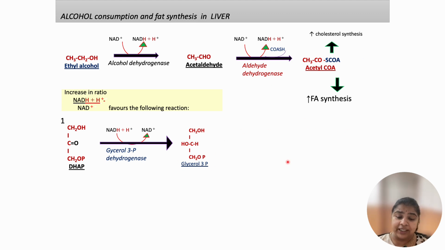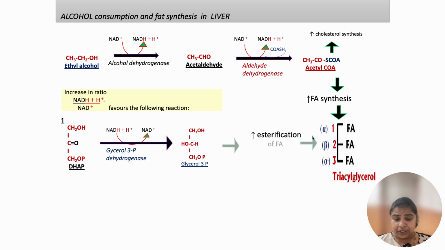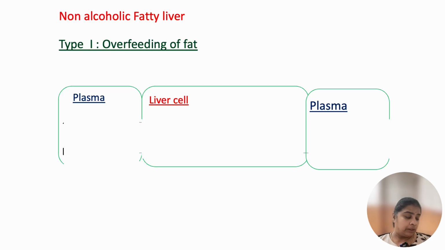So, we have glycerol 3 phosphate as well as the fatty acids which are being synthesized from the acetyl CoA. These will undergo esterification to form more triacylglycerol. That is one of the reasons why in alcoholics there is excessive production of triacylglycerol and storage of triacylglycerol leading to fatty liver.